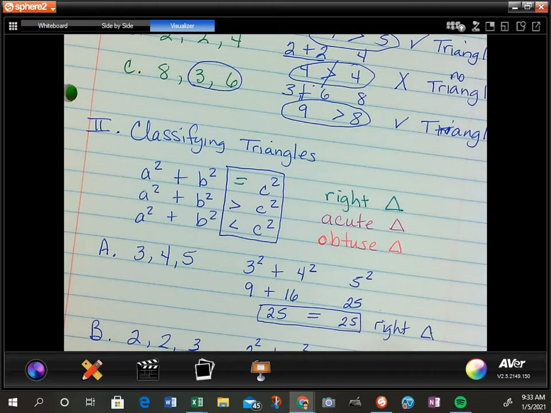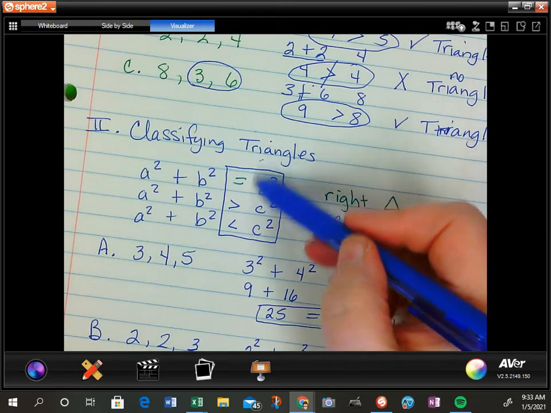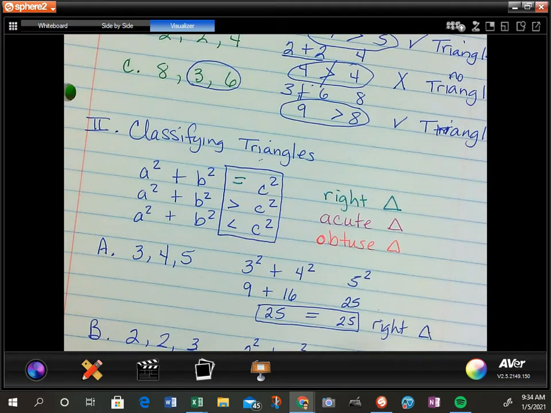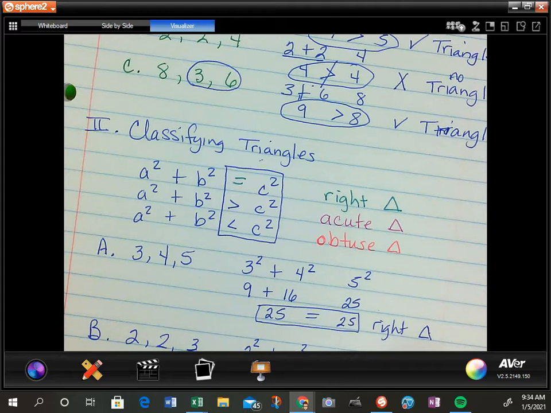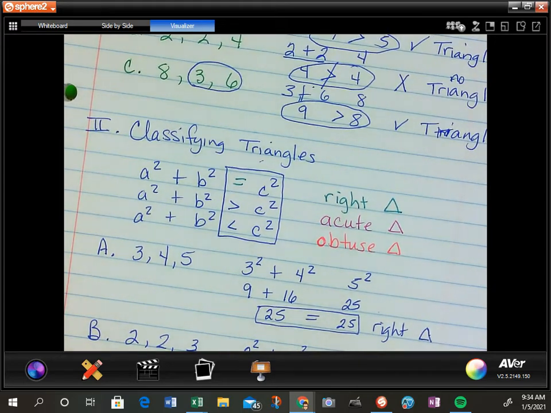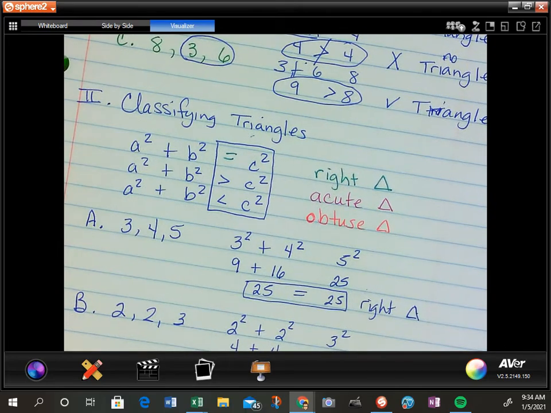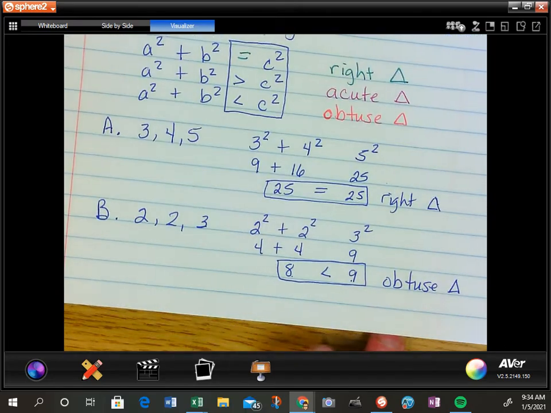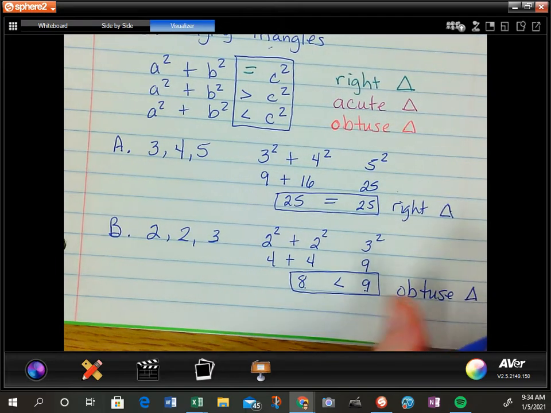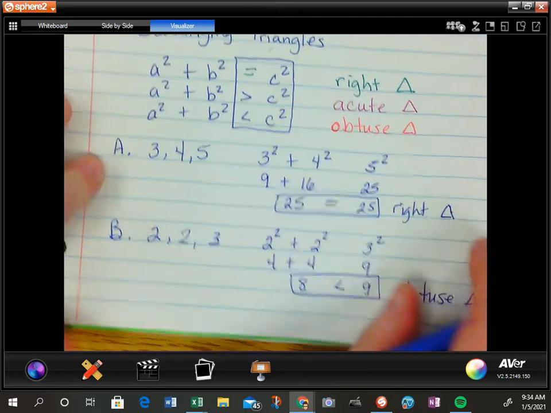8 is smaller than 9. So I'm looking on my chart. So it's an obtuse triangle. Oh, y'all can't even see that. There we go. All right. Next page.